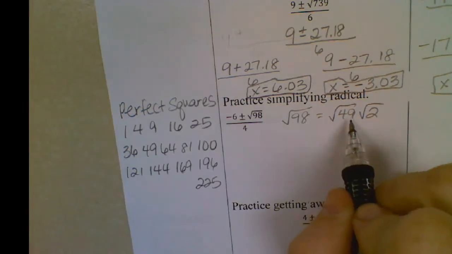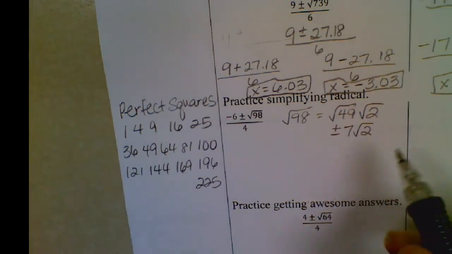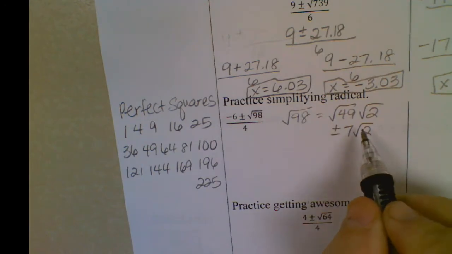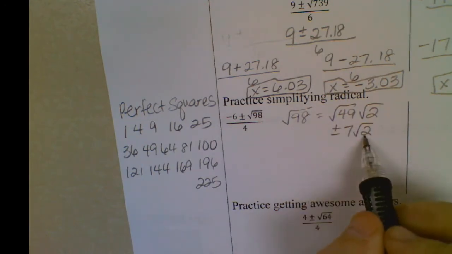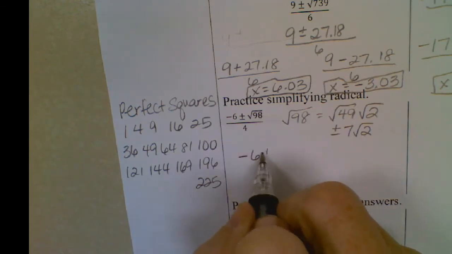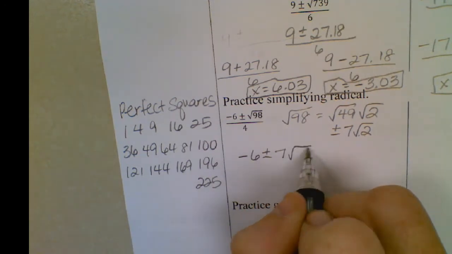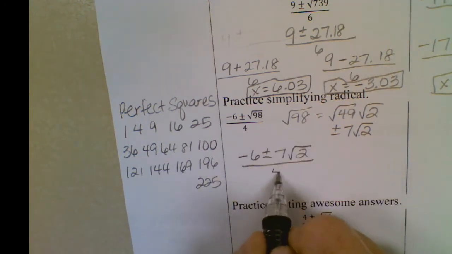Okay, so square root of 49 is plus or minus 7. Square root of 2, I can't take any perfect squares out, so now square root of 98 and 7 square roots of 2 are equivalent. So now I'm just going to plug them in. Instead of square root of 98, I'm going to replace it with what it's equivalent to, which is 7 square roots of 2 all over 4.